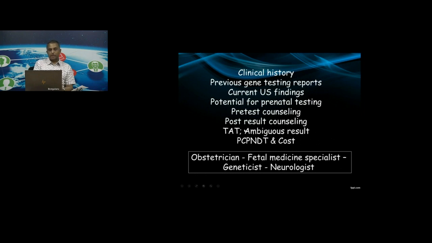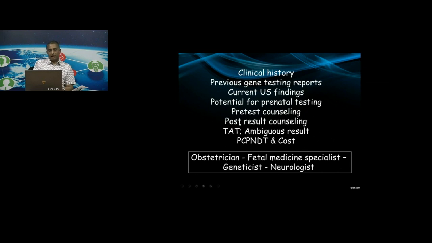We need to tell them the turnaround time. The results, if they are ambiguous, we should also prepare them for that. And that is exactly where a geneticist really comes into the picture. We need to look at PCPNDT and its implications. And we need to look at the cost of the whole exercise.